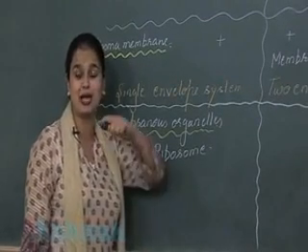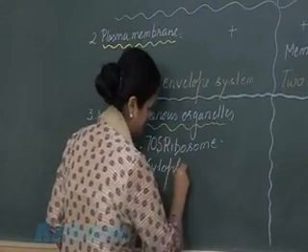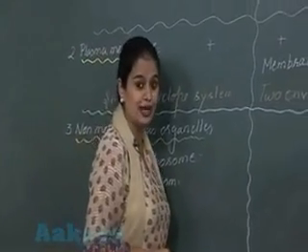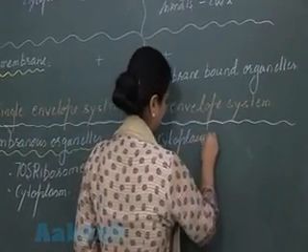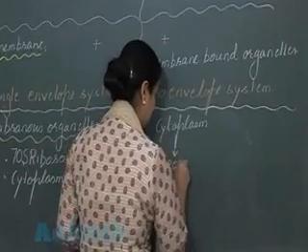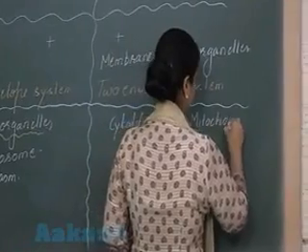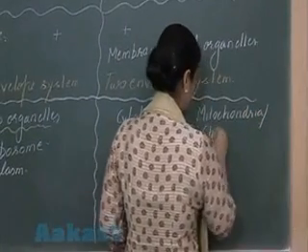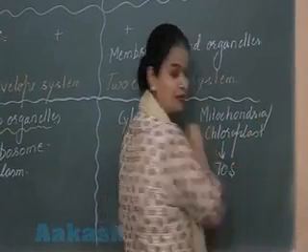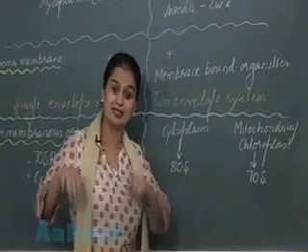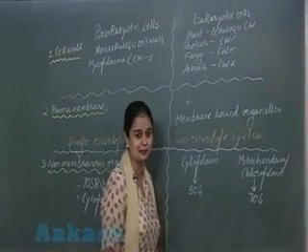70S ribosomes are present in the cytoplasm of prokaryotes. In the case of eukaryotes, 80S type of ribosomes are present in the cytoplasm, and in the organelles like mitochondria and chloroplast, there is presence of 70S type of ribosome. So in the cytoplasm 80S is present, but the ribosomes present inside the organelles are of the 70S type.